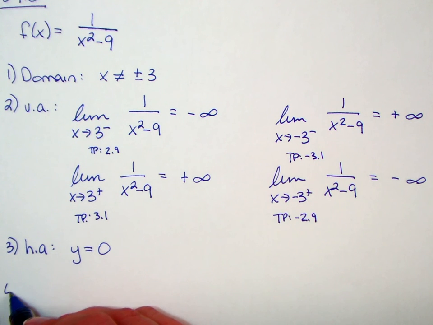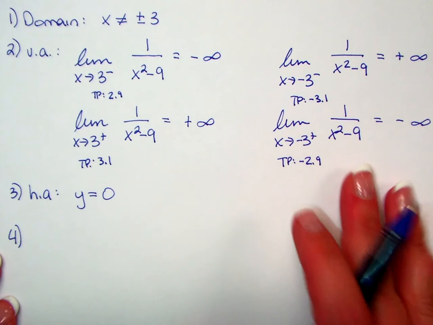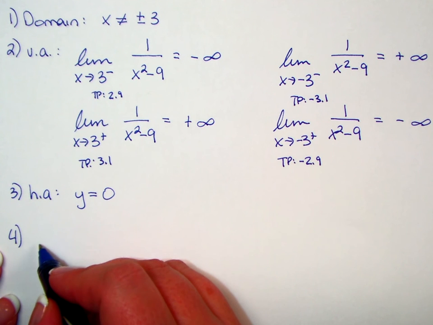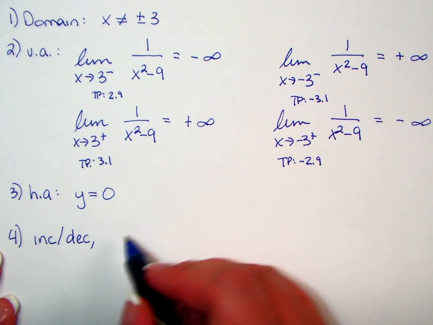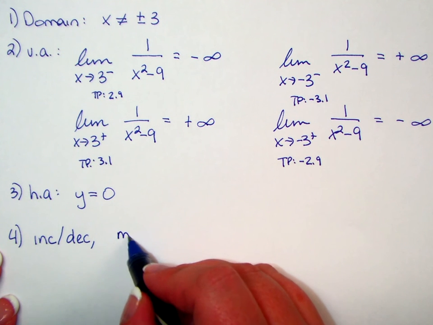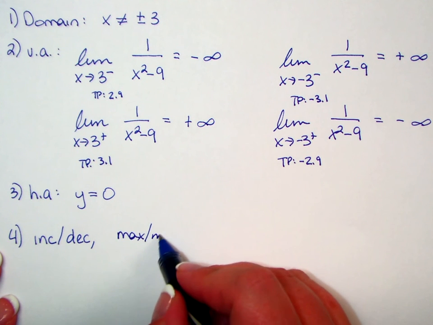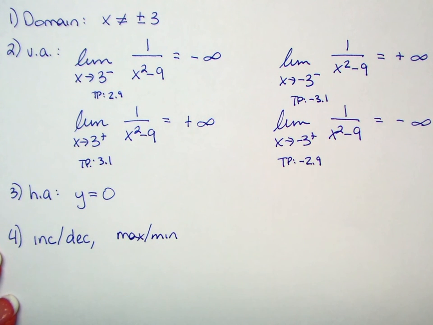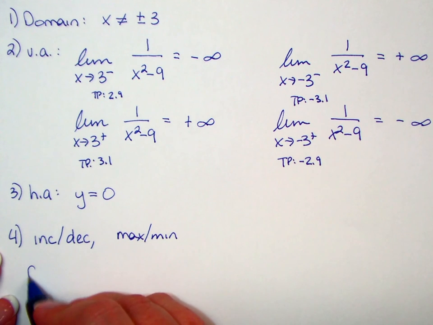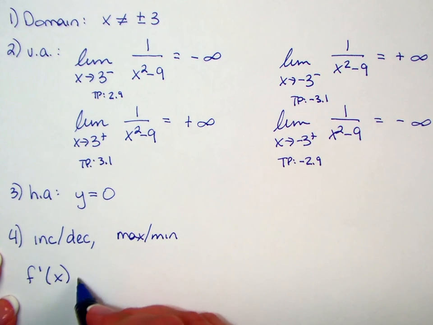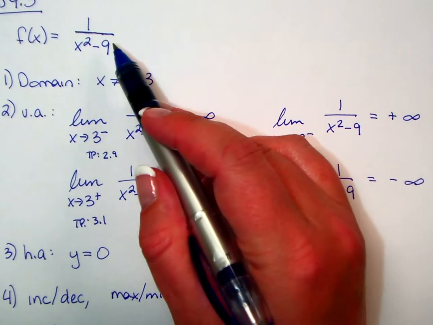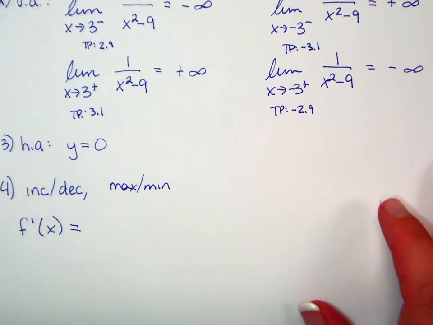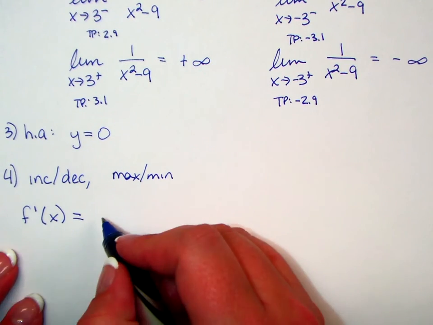So then finally, let's find where f is increasing and decreasing, as well as where it has maxes and mins. In order to do that, we need to take the derivative. Now I'm going to spare you taking the derivative here. I'm just going to go ahead and give you the answer. You might want to make sure that you can get the right derivative. Go ahead and do the quotient rule on this and make sure you can get the right answer. But for now, I'm just going to give it to you.